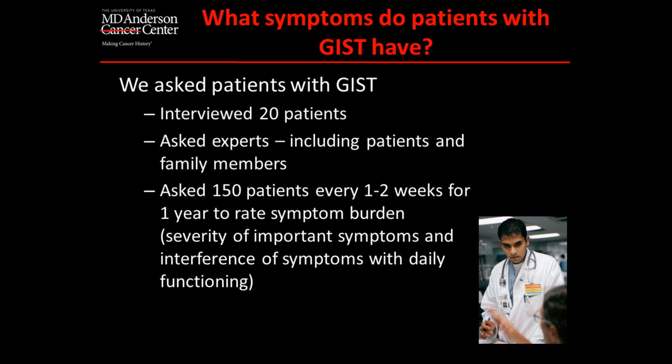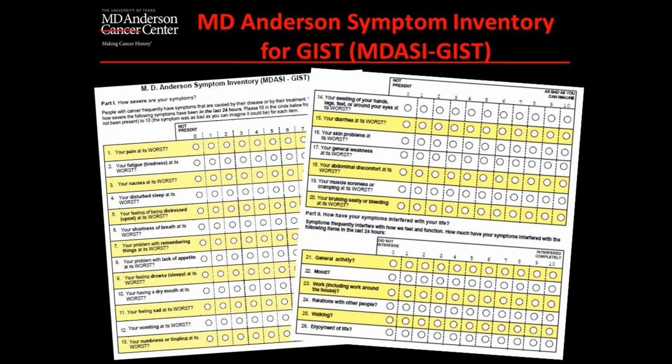It measured the severity of the symptoms that we had found were considered the most relevant to GIST, and the interference that these symptoms had with daily functioning. And here, you can see in this slide, a picture of what the questionnaire looked like. It asked about 20 different symptoms that were rated on a scale of 0 to 10, where 0 meant the symptom wasn't present, and 10 was as bad as the patient could ever imagine the symptom being, to rate the symptom at its worst in the last 24 hours.